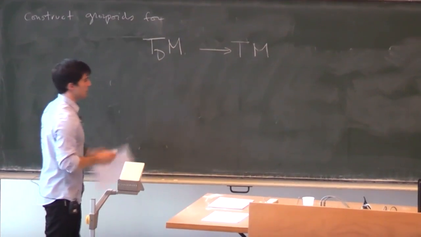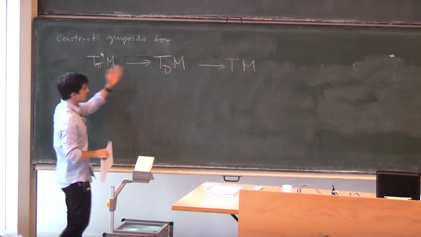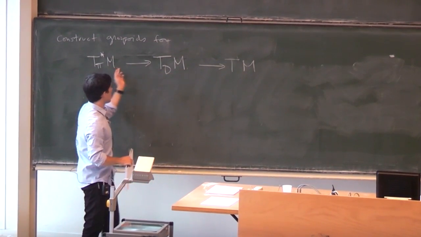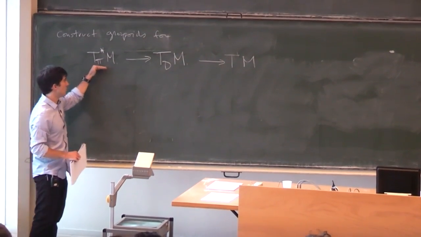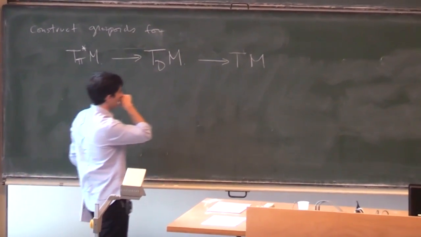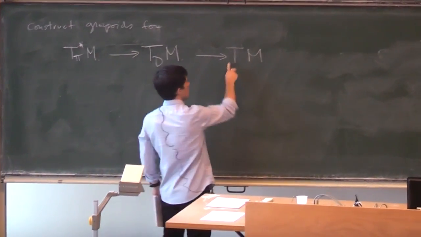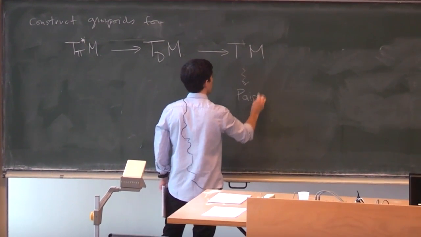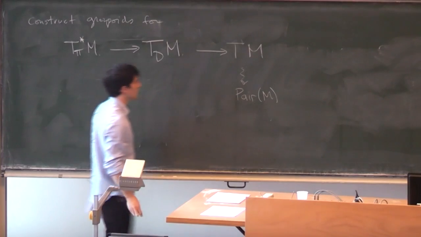These are the vector fields which are tangent to D. And then inside here I also have this T star pi M. So we have this sequence of Lie algebroids. This is the anchor map for this one, and the composition is the anchor map for the Poisson tensor. Now, we already know how to integrate this one. This one integrates to, let's say, the pair groupoid of M, right?